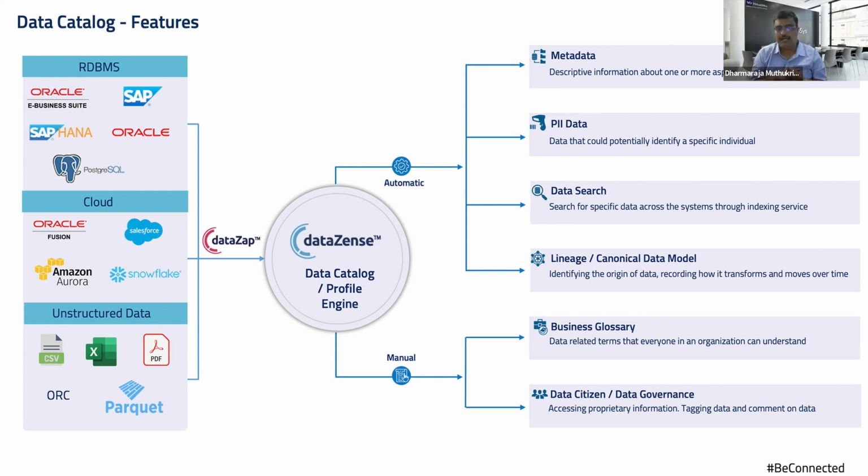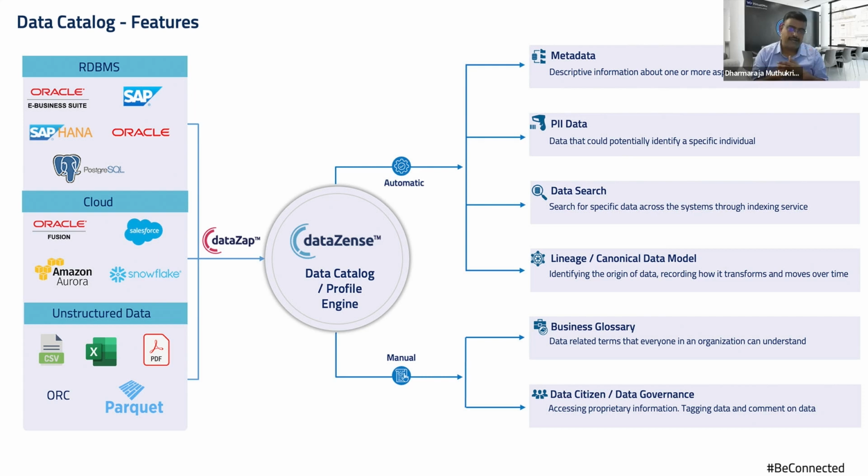So what happens at the time of profiling, or at the time of the process of cataloging? There are two things that are going to happen. One is the automatic process, and another is the manual one. In the automatic process, the metadata information is captured.